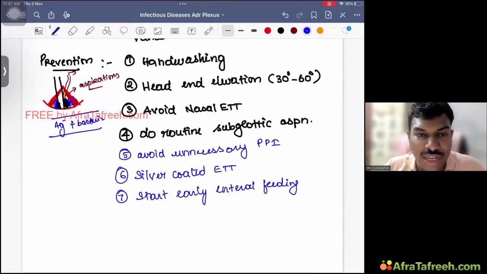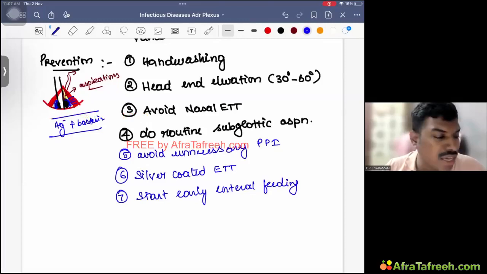So this is about ventilator associated pneumonia, and it is a very, very important thing you note in your patients. You commonly get to see these kinds of patients in your ICUs, so you should be very careful in dealing with these patients. With this we are finishing our pneumonia as such.